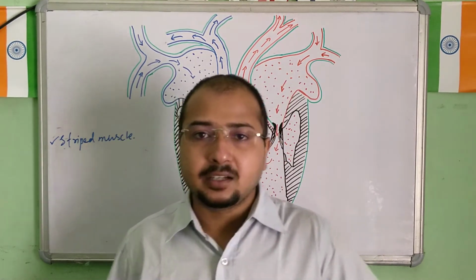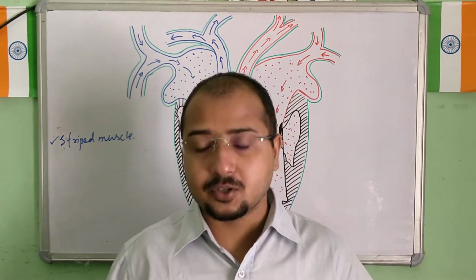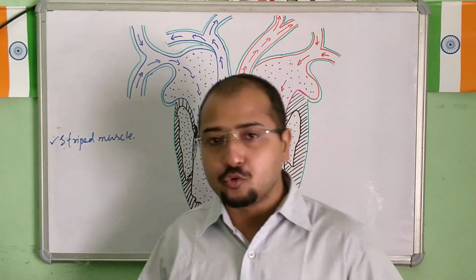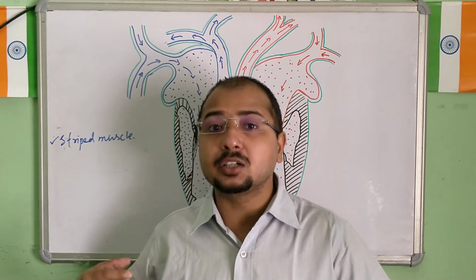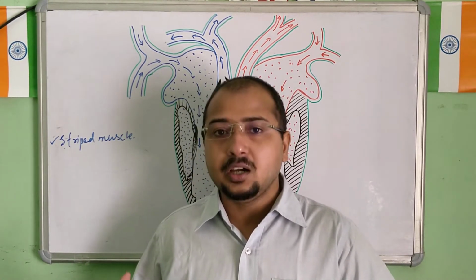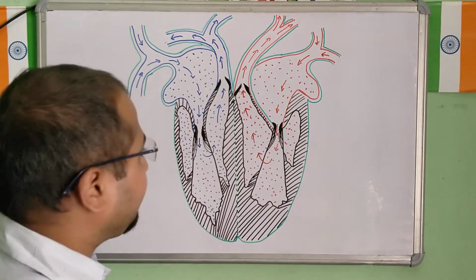The second feature is that the heart muscle is involuntary in nature. The movement of the heart is involuntary in nature. We are not controlling the movement of the heart. We don't have any control over it, right? So the heart beats on its own.